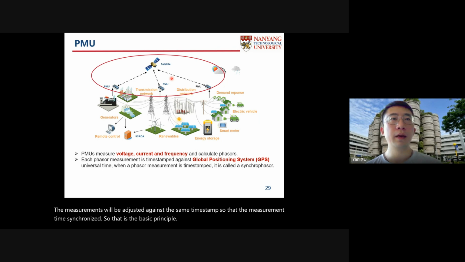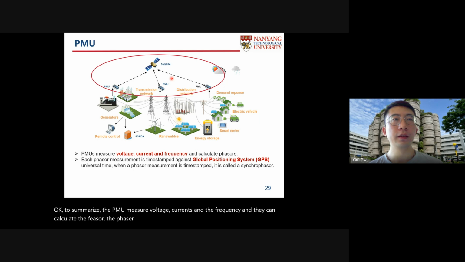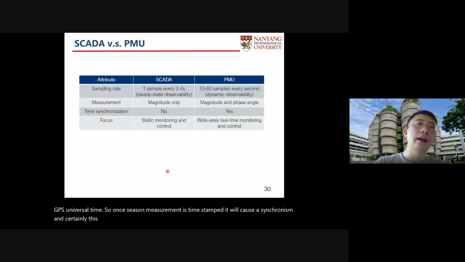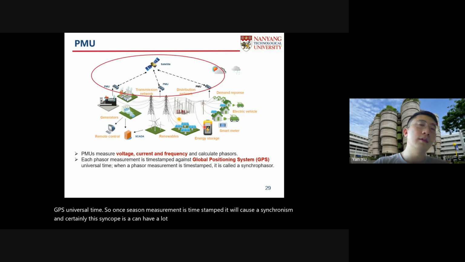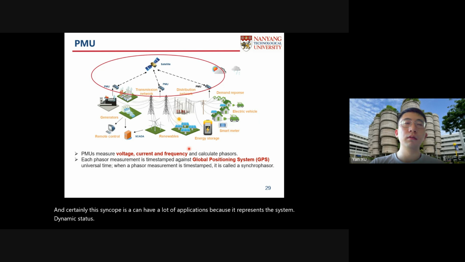To summarize, the PMU measures voltage, current, and frequency, and can calculate the phasor angle. Each phasor measurement is time stamped against the GPS universal time. Once a phasor measurement is time stamped, it is called a synchrophasor. And certainly this synchrophasor can have a lot of applications, because it represents the system dynamic status. Later on, I will give you a more detailed introduction.